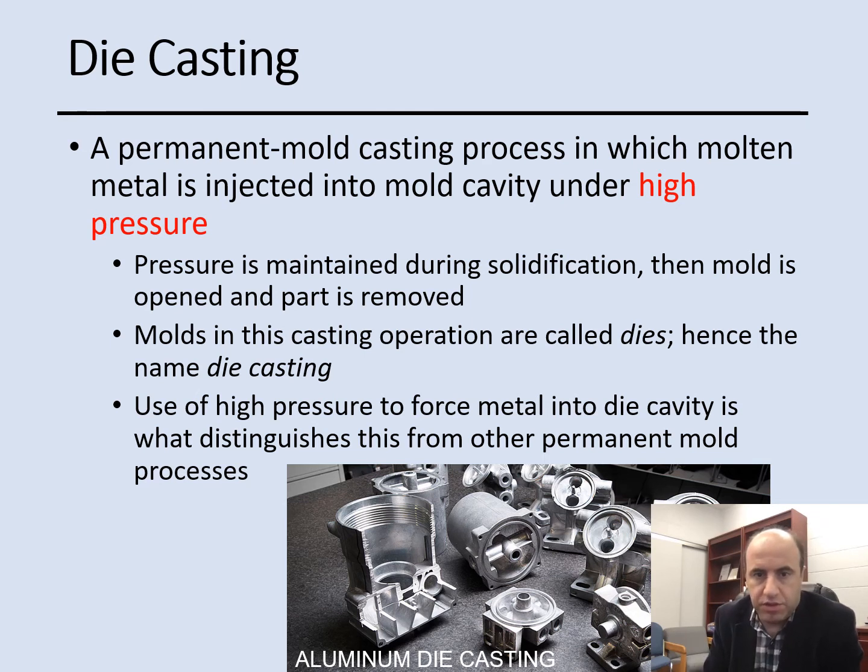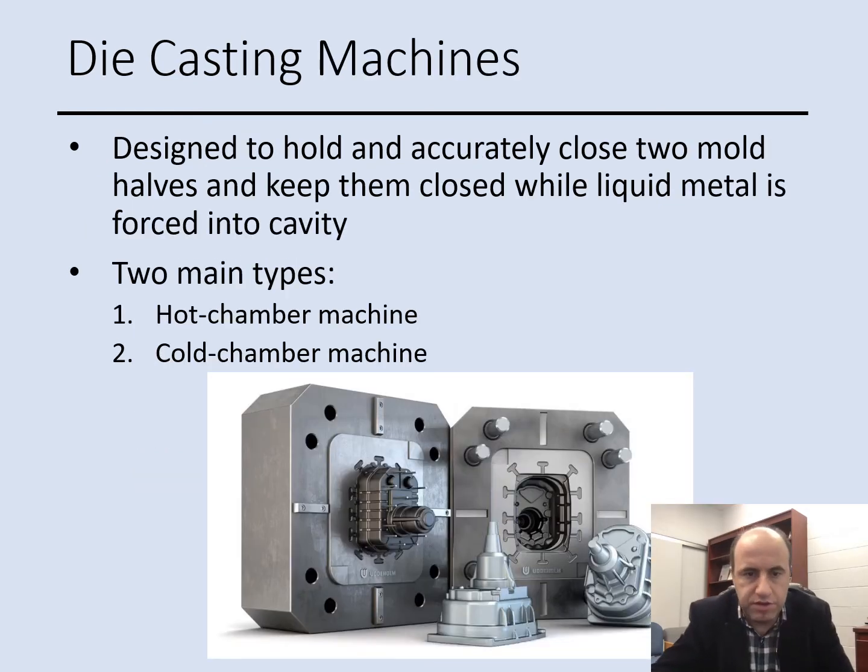In die casting, you can make parts like in this picture: piston, cylinder, pump, as you see here, and with high accuracy. In this picture, we have a die casting machine. The die casting machine is designed to hold and accurately close two mold halves and keep them closed while the liquid metal is forced into the cavity. They have two types. One is a hot chamber machine, and the other one is a cold chamber machine.